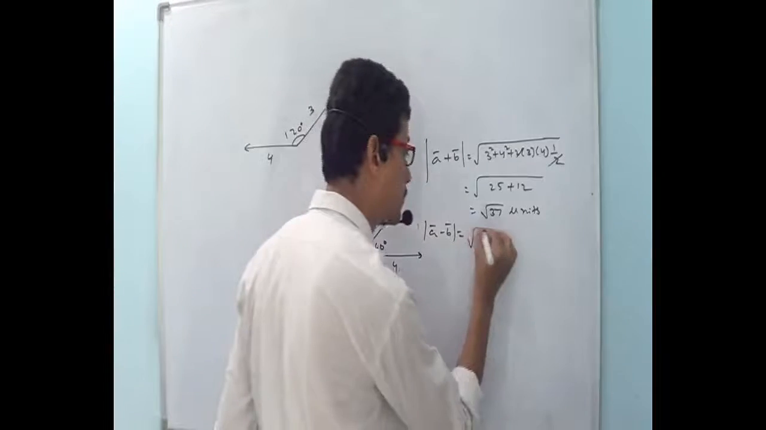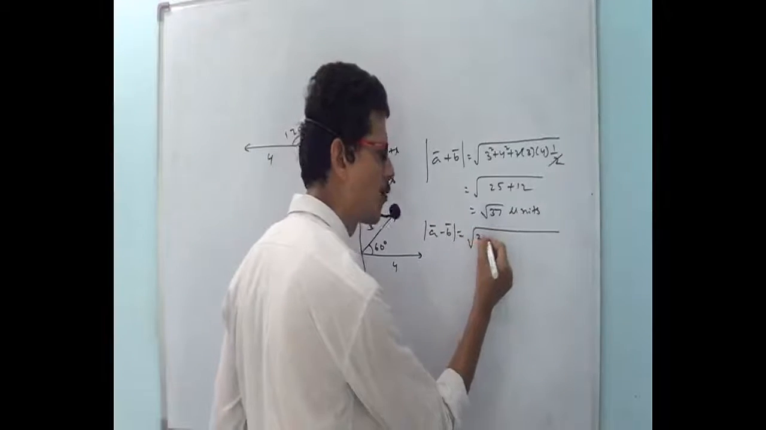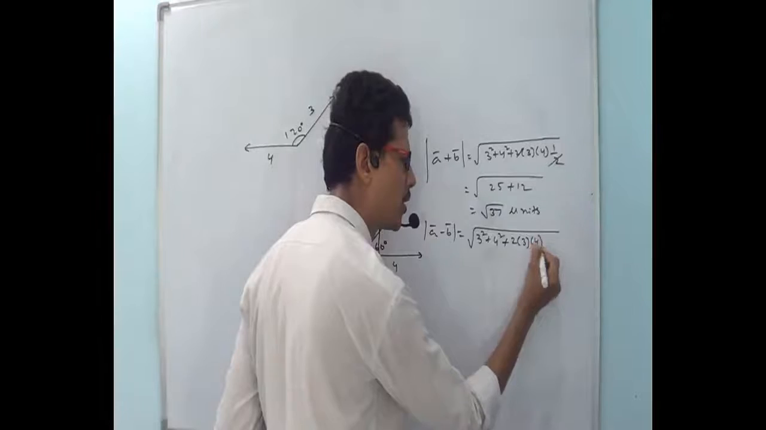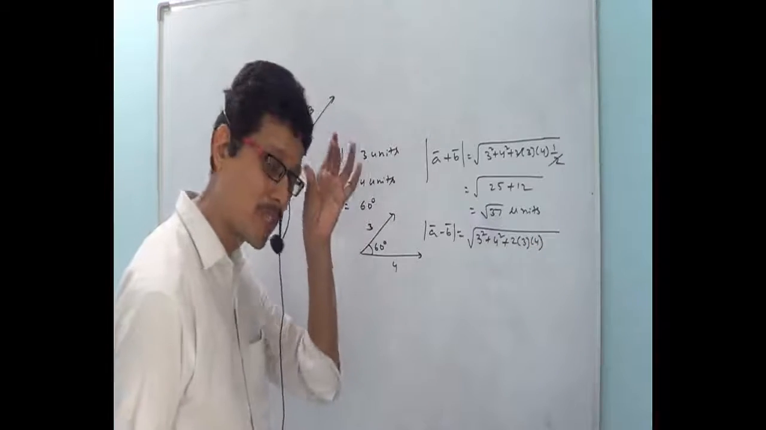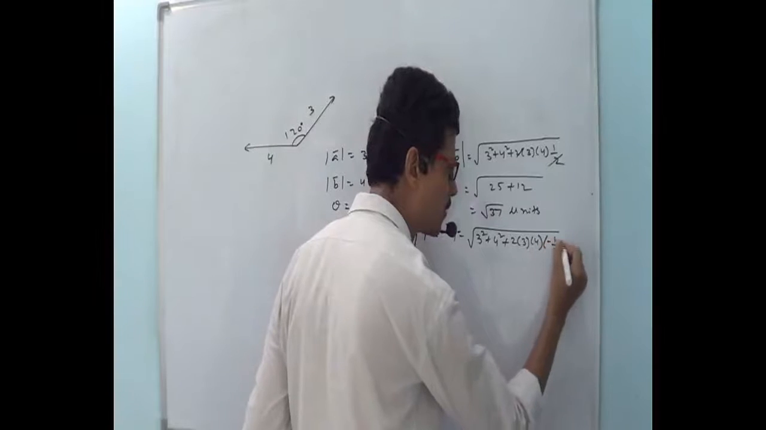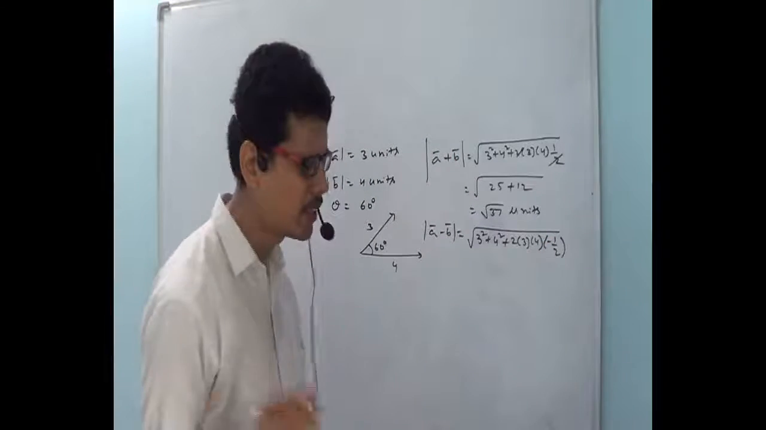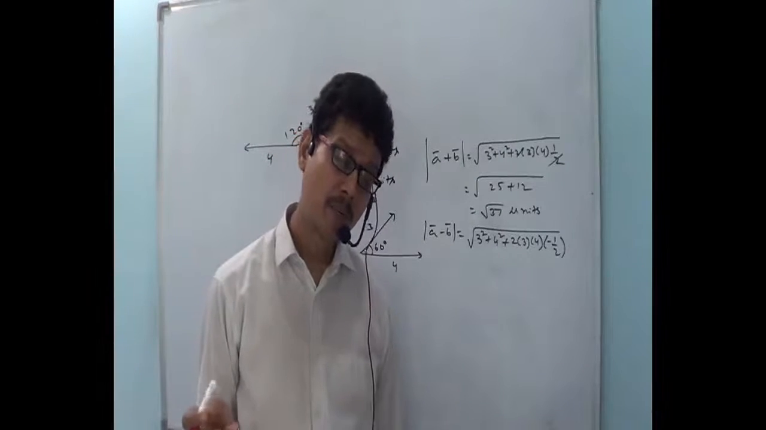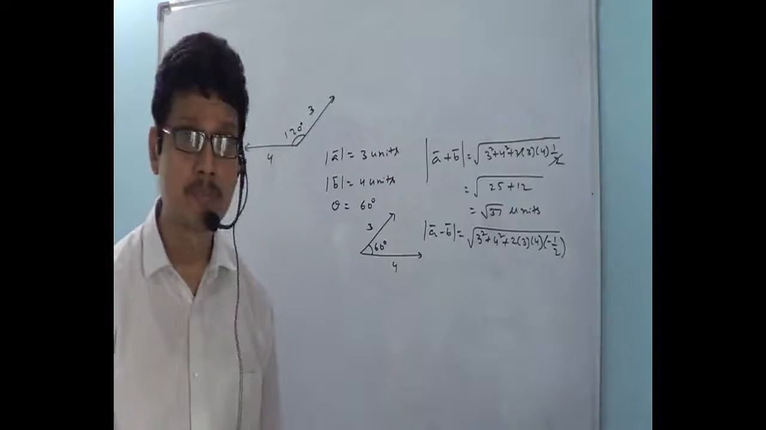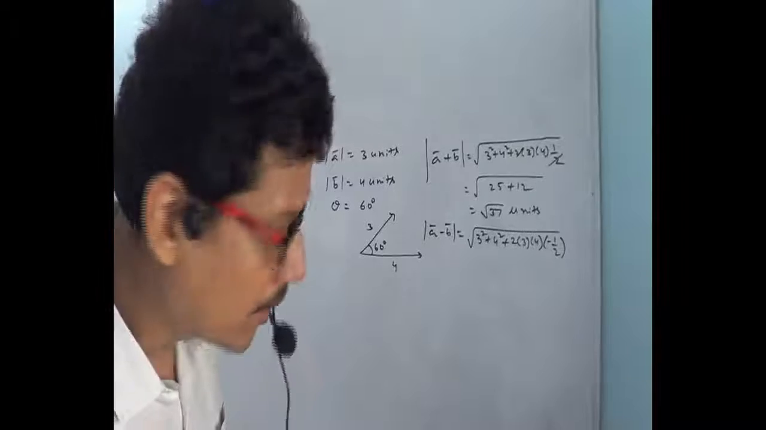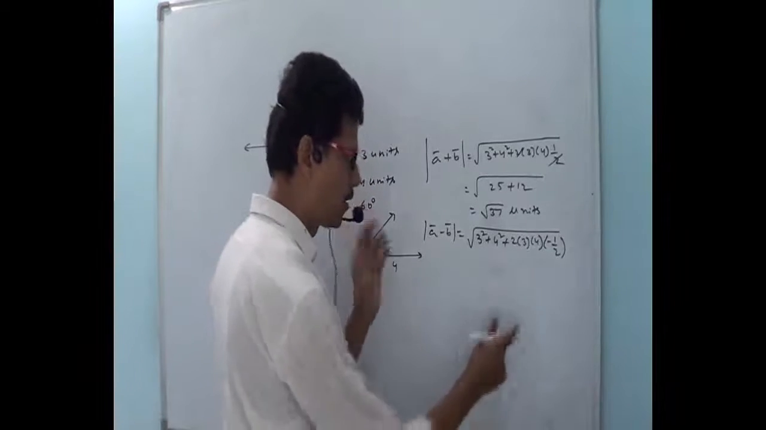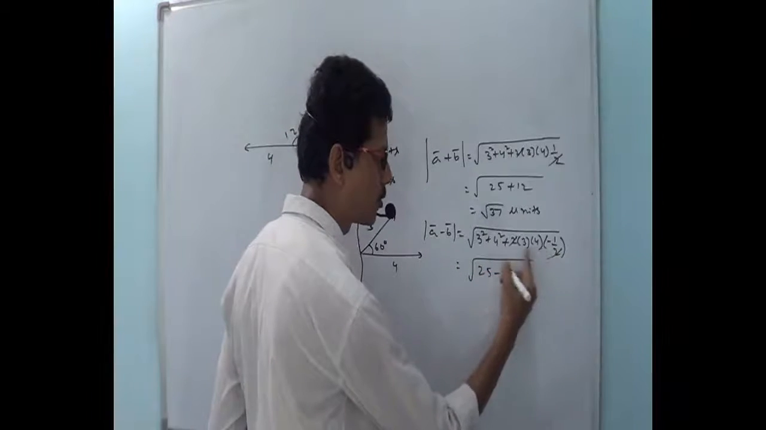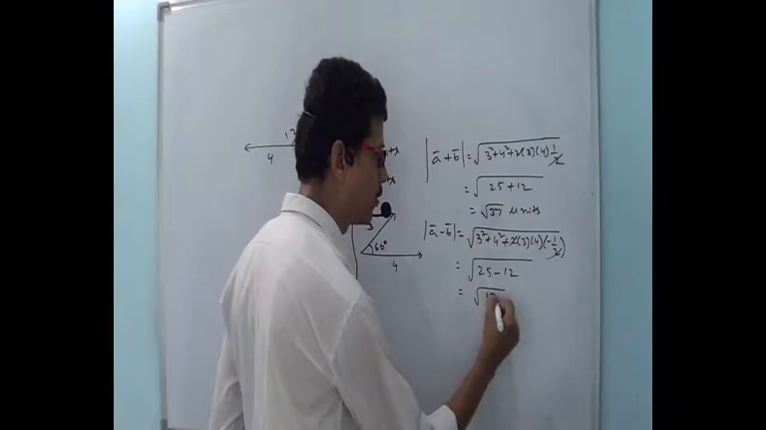Now, what is the formula of the parallelogram law of vectors for magnitude? Root of A square plus B square plus 2AB cos 120, you have to take. What is cos 120? Minus half. So you just remember that. If the angle between A bar and B bar is theta, then between A bar and minus B bar the angle is 180 minus theta, okay? This 2 got cancelled. This is root of 25 minus 12. What is this? Root 13 units.